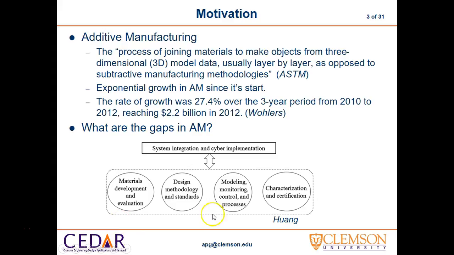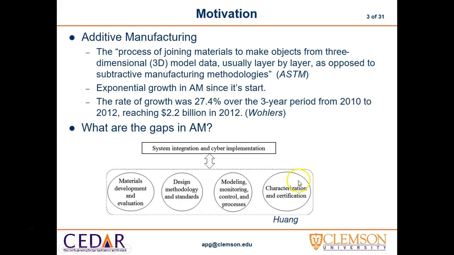The next gap is the design methods and standards. Since additive manufacturing is a totally different manufacturing process, our way of approaching the design should be different to take into account the unique capabilities and limitations of additive manufacturing. The third is the modeling and monitoring of the actual process itself, so that we can make sure the manufacturing process is doing what we want it to.